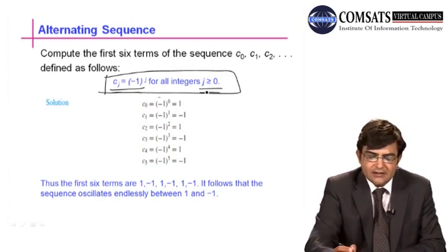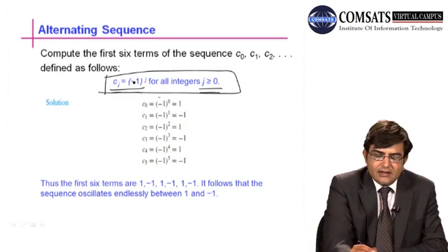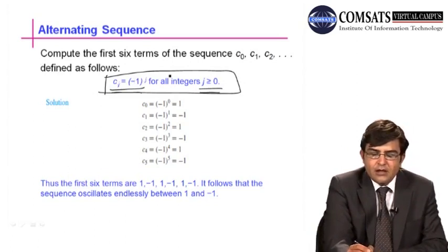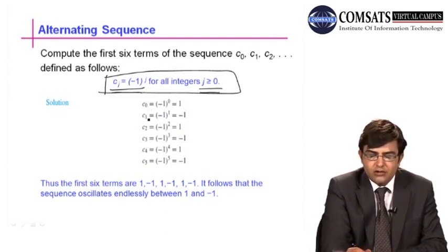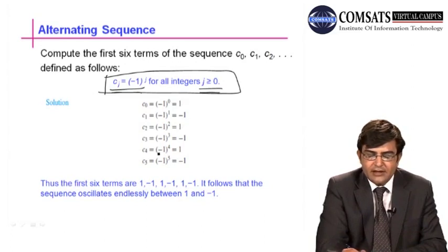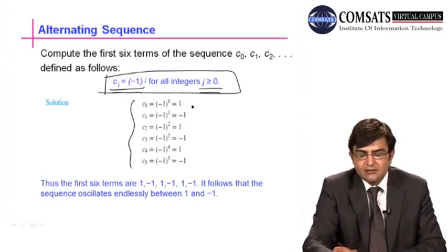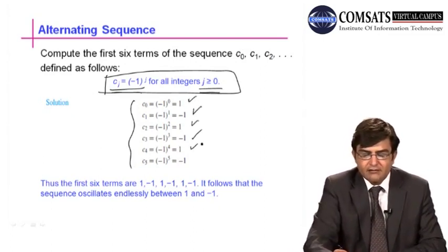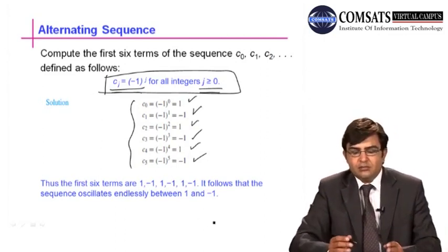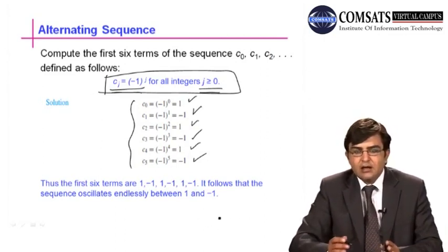Now this is a sequence in which we have defined C_j equal to (minus 1) to the power j. If we put j equal to 0, we get (minus 1) to the power 0, which is 1. If we put 1, we get (minus 1) to the power 1, which is minus 1. If we put 2, we get (minus 1) squared, which is plus 1, and so on. We get the first 5 terms of the sequence. In this sequence you can see we get 1, minus 1, 1, minus 1, 1, minus 1. So the terms are repeated with alternating sign.